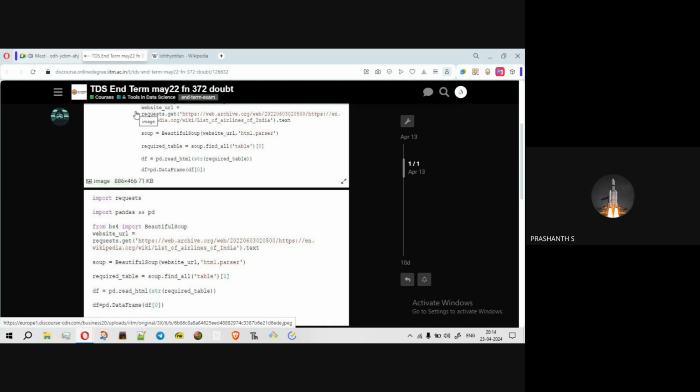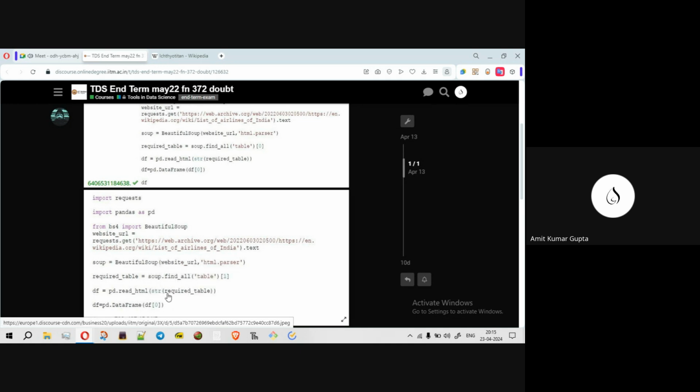Amit, what is this line doing? Like df equal to pd.read_html. When I look at it, we generally use pd.read_csv. So this is the same for pd.read_html. Yeah, so to get the HTML code as a data frame.